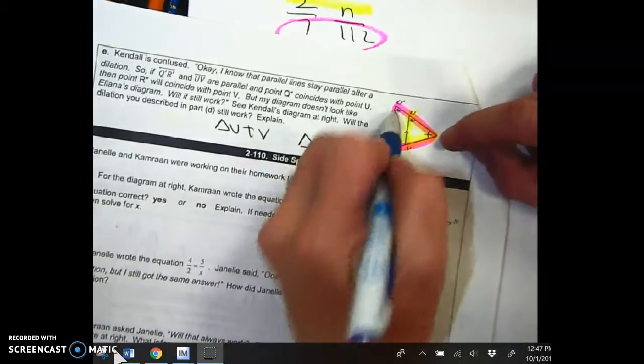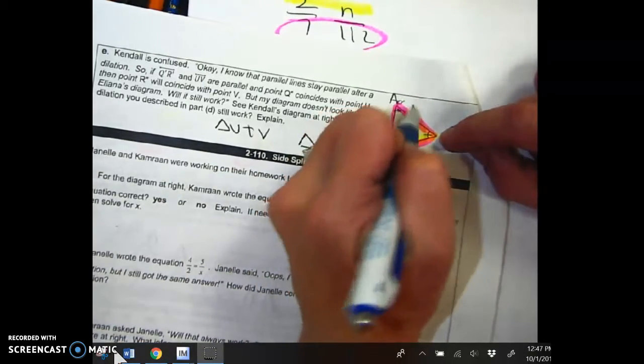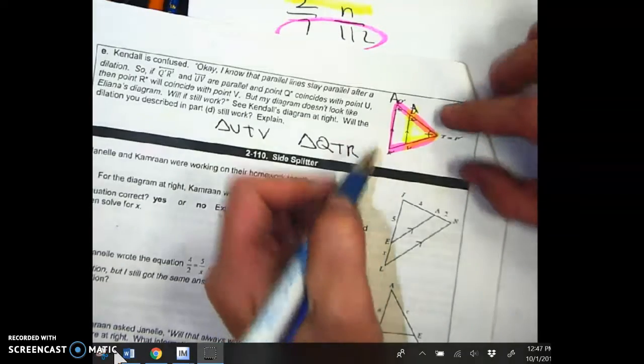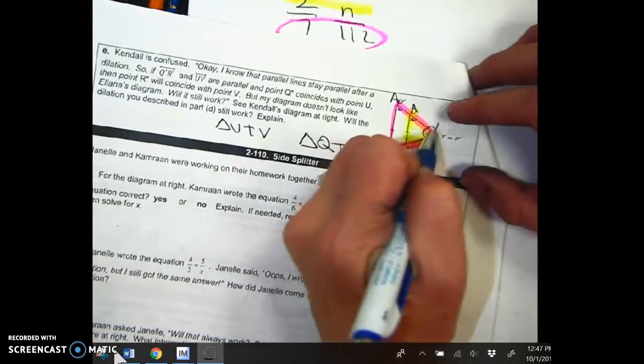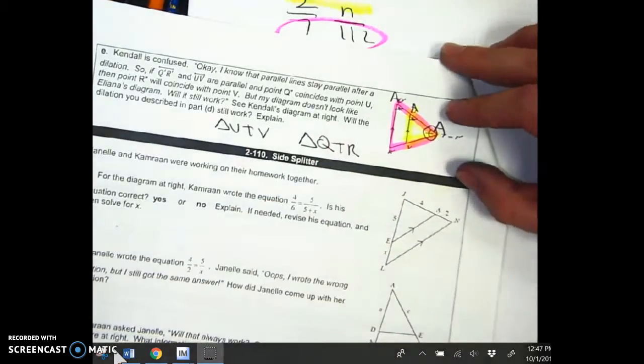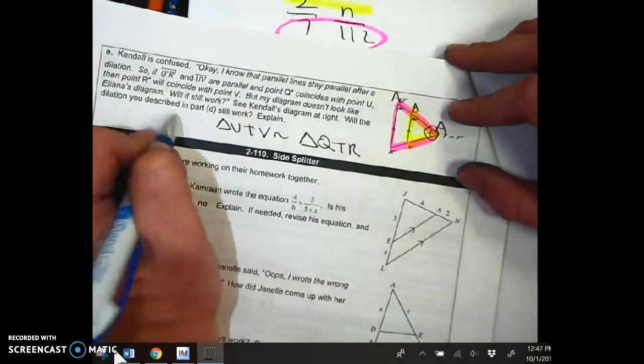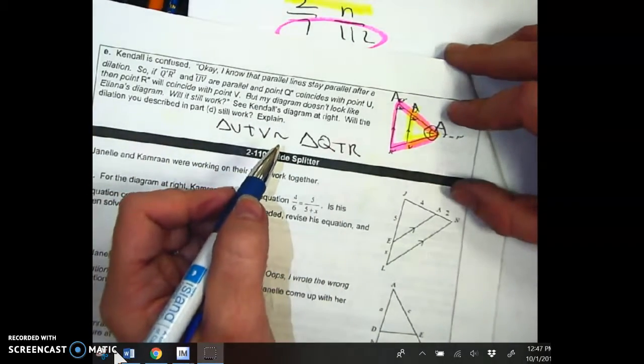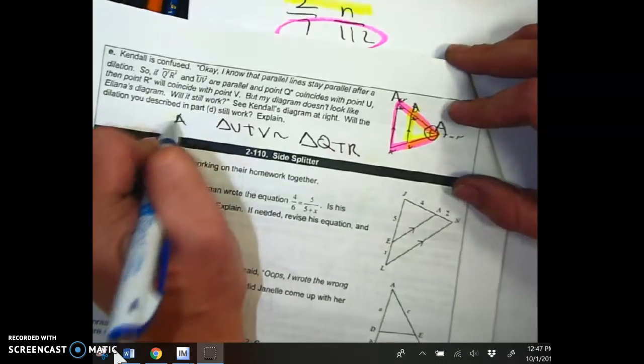So let's see. This is an angle, angle, angle, congruent. This is an angle, angle. Okay. And so it looks like they're similar because I don't see anything else that is the same in length. They're similar by A.